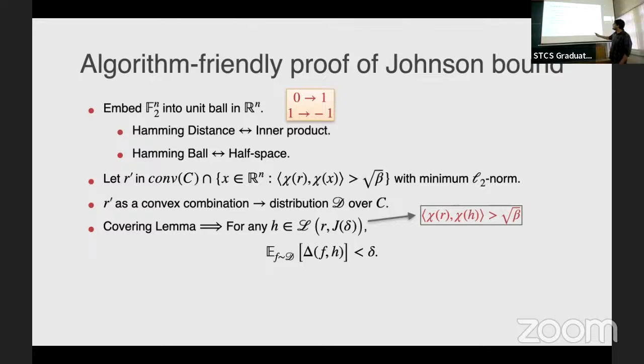Any code word in the list must satisfy this property because it's closer than the Johnson bound. It must have large inner product, or in the Hamming distance world, it must have small Hamming distance. Okay. What the covering lemma will give me is some R prime such that the square root beta will become beta and R prime will be in the convex hull.